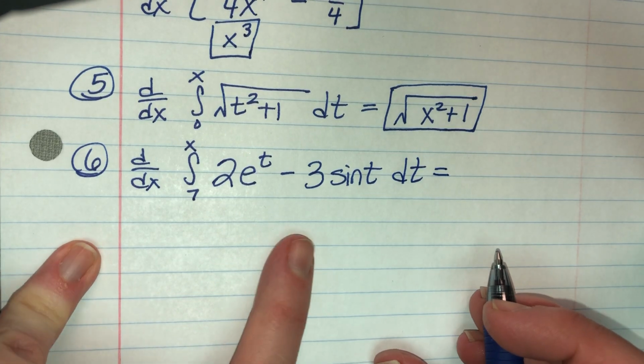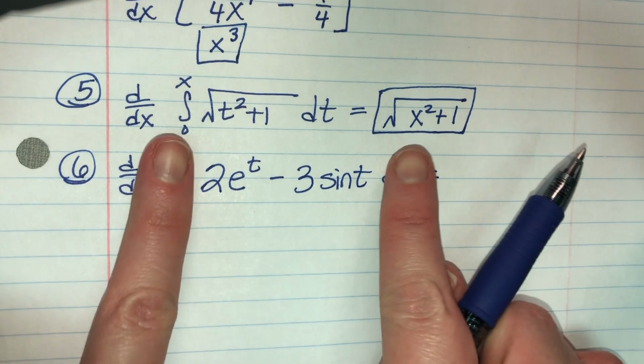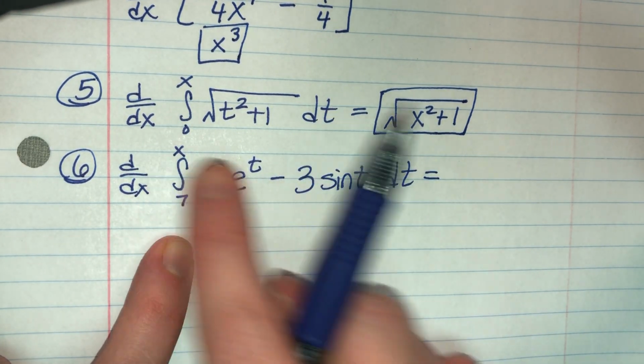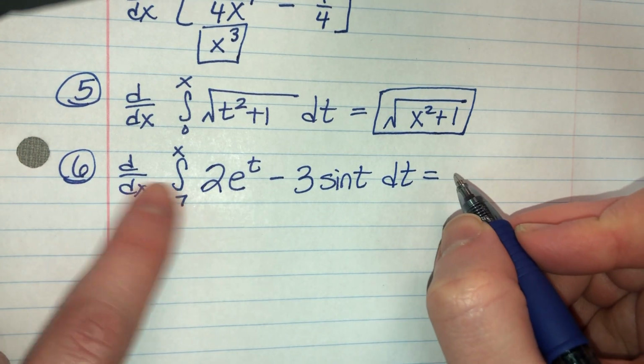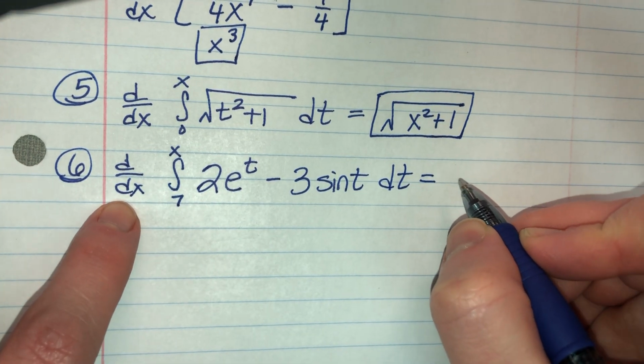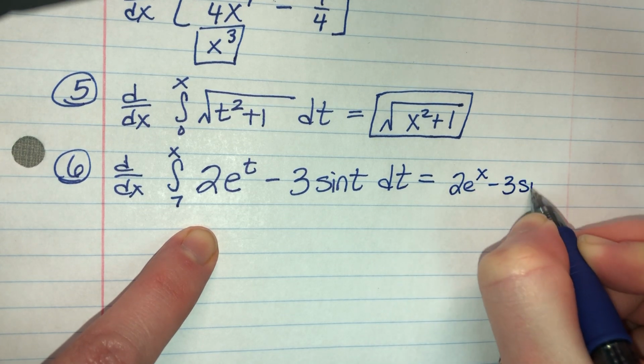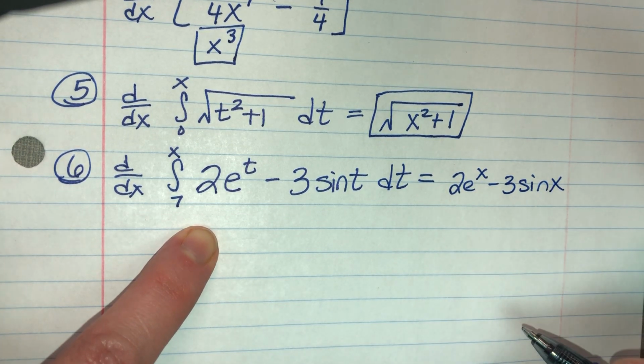Okay, this looks really complicated, but all we do is take this function, replace the t's with the x's, and that's it. The derivative and the integral undo each other. So 2e to the x minus 3 sine x is the answer.